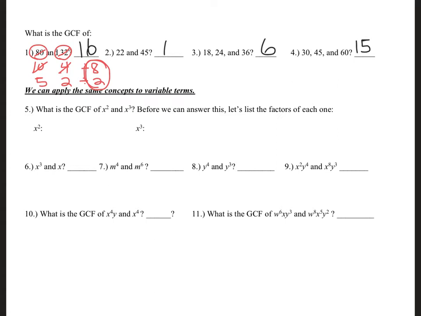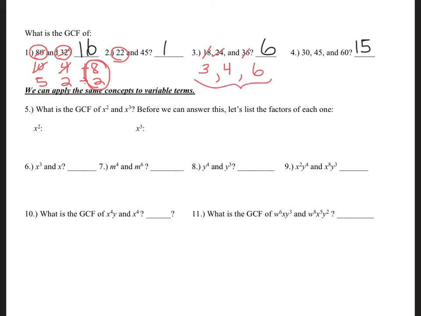All right. For number 2, I just knew that 1 was the only one because my only factors of 11 are 1 and 11, and neither of those goes into 45, right? For this one, number 3, it's 6. We can just double check, make sure that's right. 18 divided by 6 is 3. 24 divided by 6 is 4. 36 divided by 6 is 6.